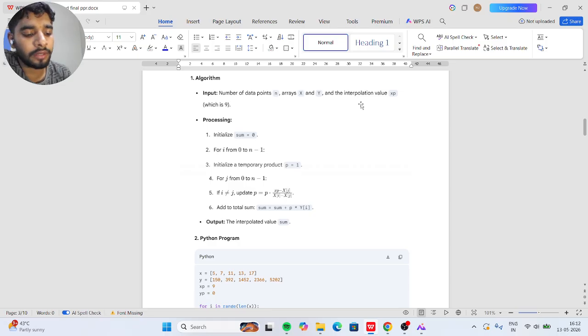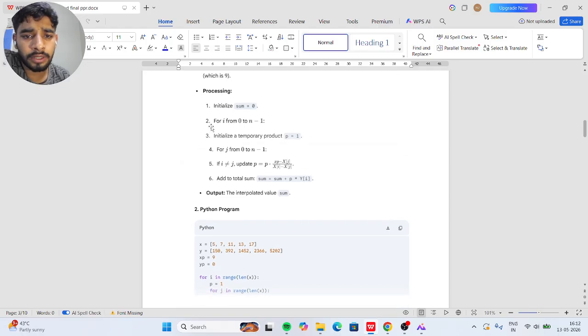In the question it is given f(9), so the interpolation value will be xp = 9. Now we will start the processing. Initialize sum equals 0. Now start a for loop for i from 0 to n minus 1. Initialize a temporary product p equals 1.